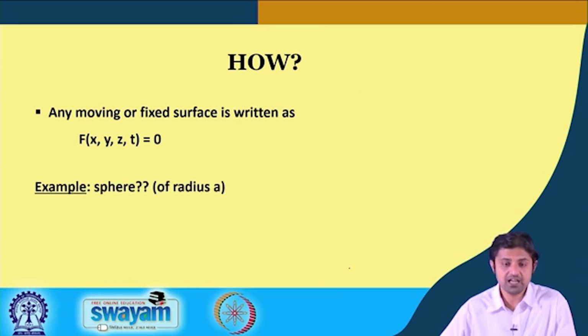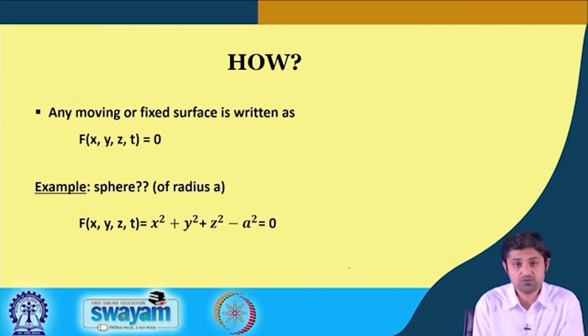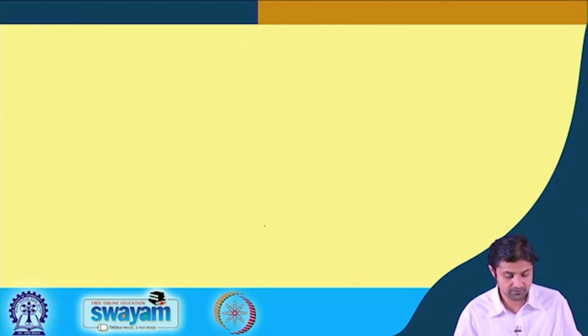So, let us take a real life example of a sphere. A sphere, let us say, has a radius a. So, f(x, y, z, t) can be written as x square plus y square plus z square minus a square is equal to 0. Let us say this is the surface of the sphere.